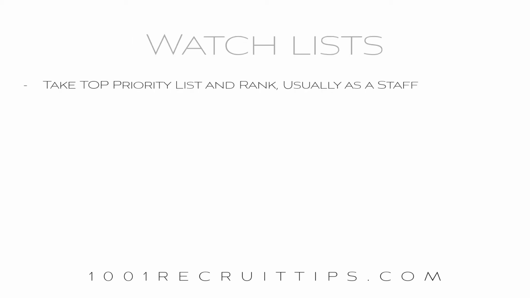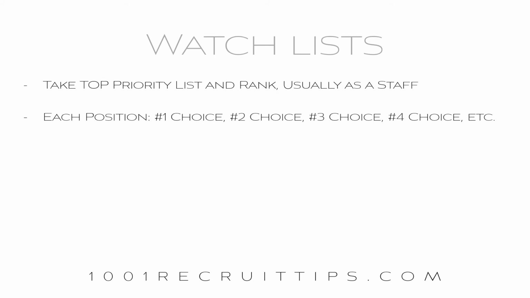So each assistant coach will work off their watch list during certain times of the year. They're out on the road, going to events, and continuously changing their watch list. But as a staff, they're going to sit down and start ranking everybody within the list. Each position will have a number 1 choice, a number 2 choice, number 3 choice, number 4, and down the line. When players start committing, they might start going further down that list and offering more players.